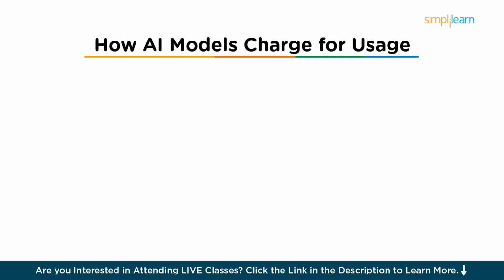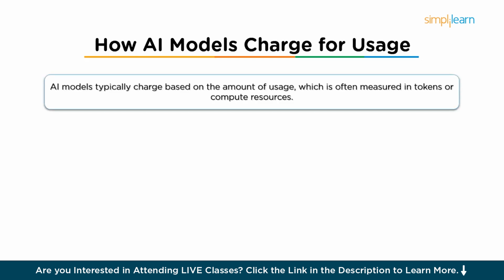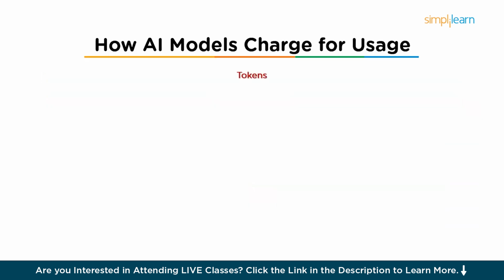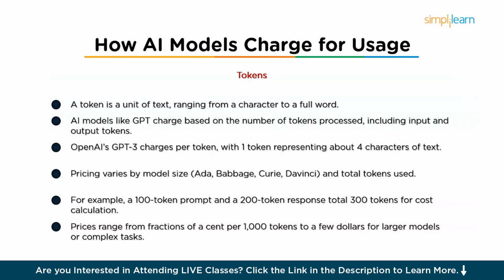So basically, how AI models charge for usage. So AI models typically charge based on the amount of usage, which is often measured in tokens or compute resources. So the two most common ways AI models, especially language models like GPT or Claude, charge for usage are: number one is tokens. So in the context of AI language models, a token refers to a unit of text, which could be as short as one character or as long as one word.